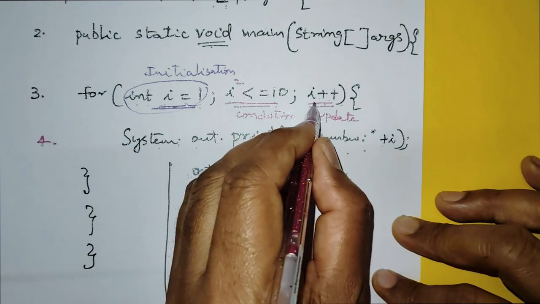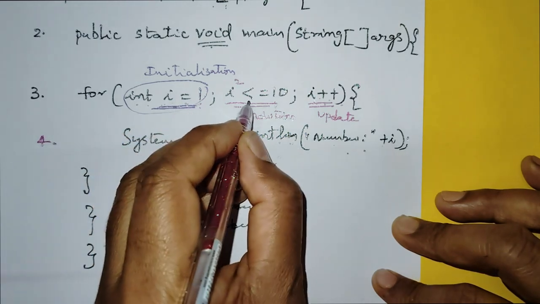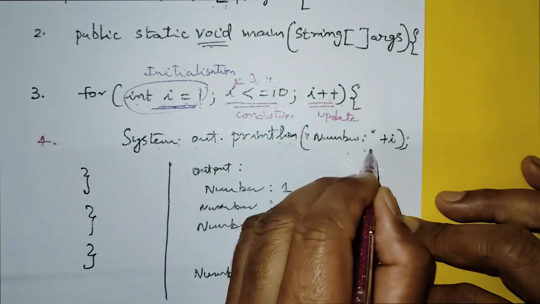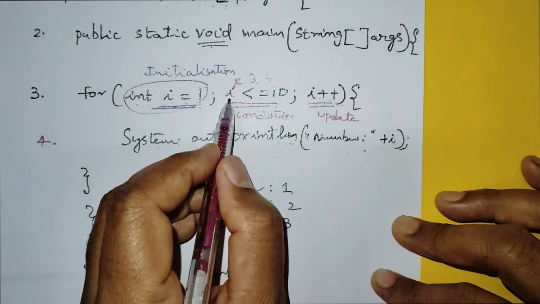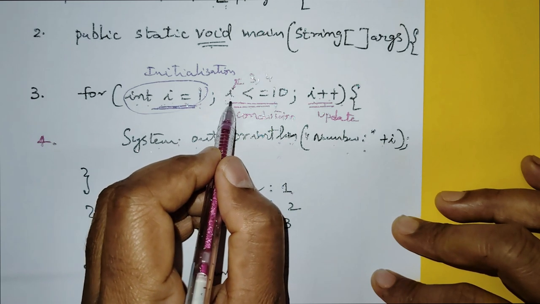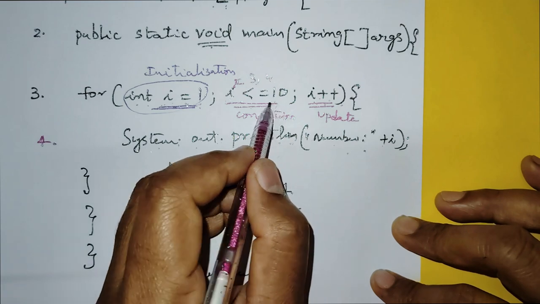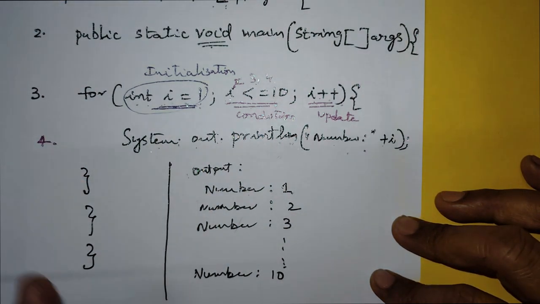The next i becomes i plus plus. 2 plus 1 is 3. i equals 3. That is, 3 is less than 10. Next 3, next 4. Like that it will be printed continuously one after another. Suppose i becomes 11. Is 11 less than or equal to 10? No. Then it will come out. Thus the program will be completed.